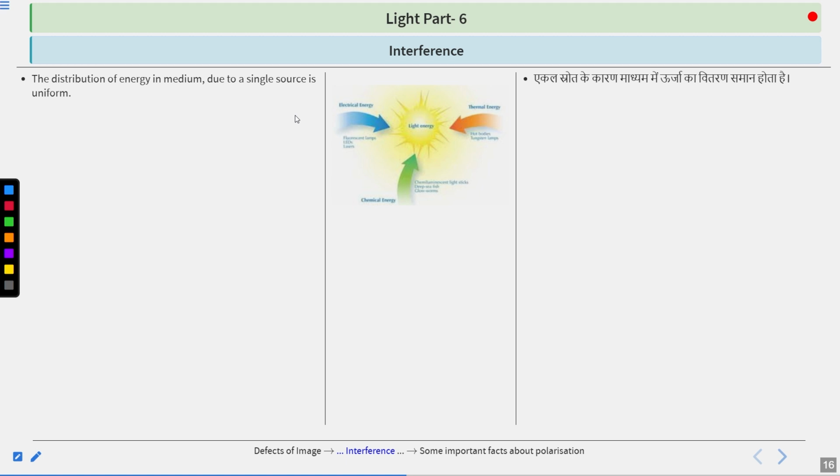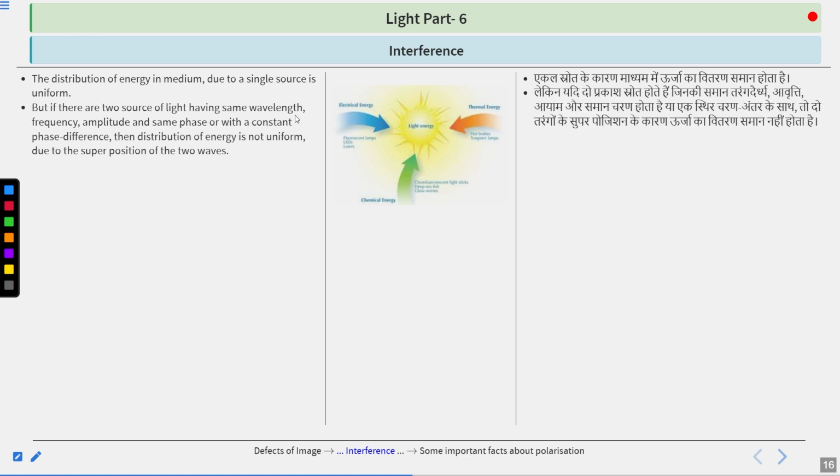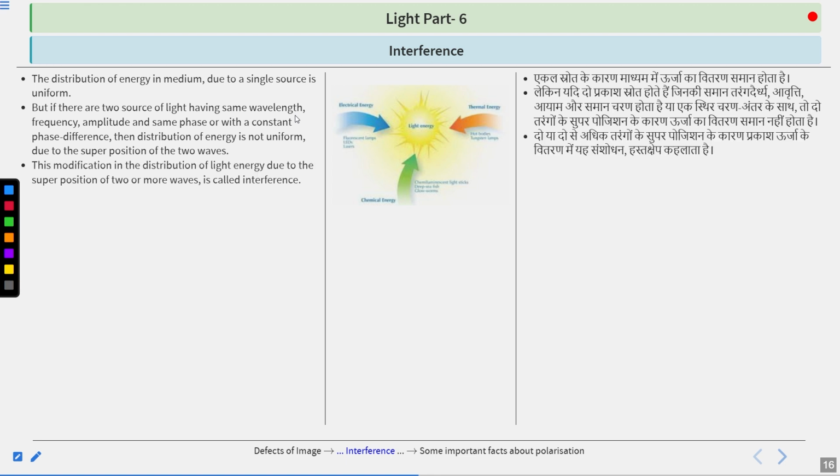Now, what do you mean by the interference? The distribution of energy in a medium due to a single source is uniform. But if there are two sources of light having the same wavelength, frequency, amplitude and same phase, or even with a constant phase difference, then the distribution of energy is actually not uniform due to the superposition of the two waves. This modification in the distribution of light energy due to the superposition of two or more waves is what we call interference.